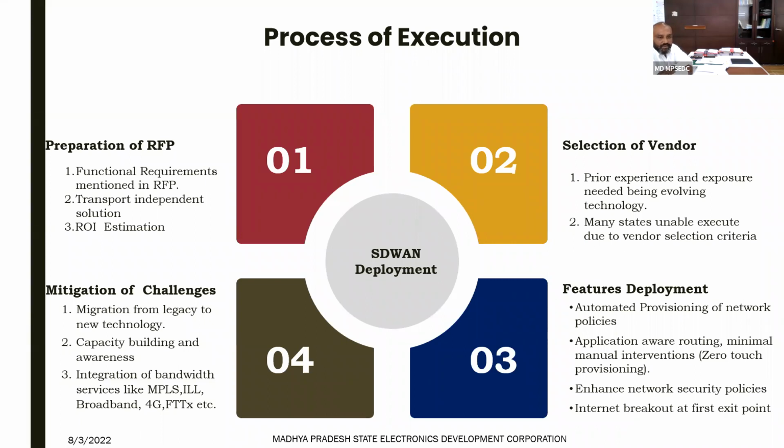Integration of bandwidth services like MPLS, ILL, broadband. There are certain terrestrial challenges which we have observed. For example, 4G and FTTH are not available at many locations. For that, we have to come up with a proper plan and decide which technology would be the right fit for that particular location. That is how we addressed it. It took a lot of planning and a lot of support from our higher management, and I'm really thankful to our management that they supported us and we took it forward. Today we have successfully deployed SD-WAN.